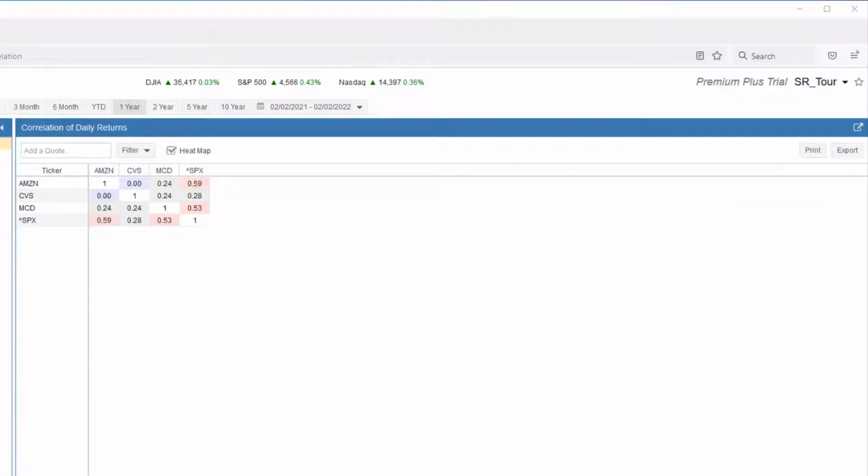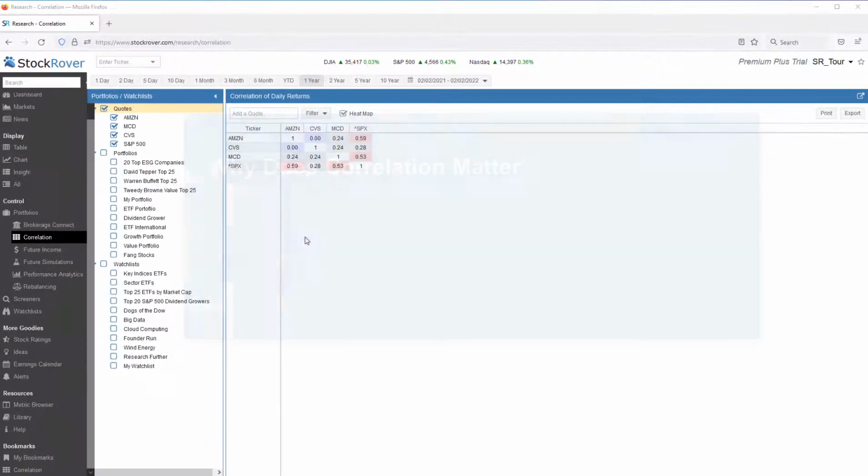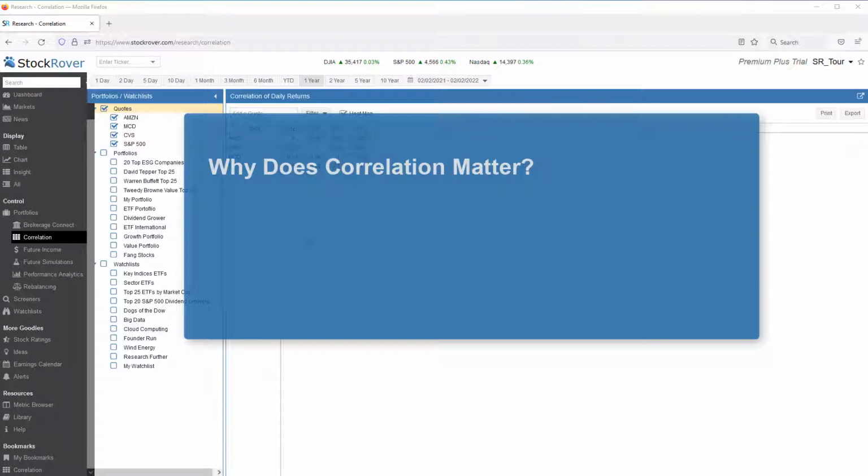We can see that Amazon correlates most with the S&P 500 at 0.59. We can see that Amazon and CVS are uncorrelated.